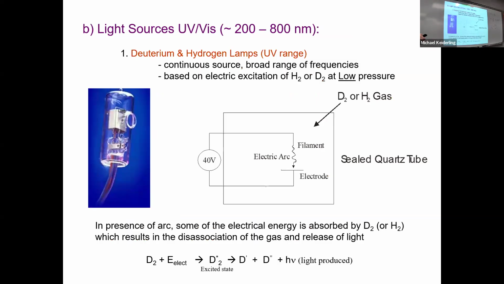So light sources for UV visible. Some possible options are things like deuterium and hydrogen lamps. This is in the UV range, short wavelength. It's a continuous source with a broad range of frequencies. It's based on the electric excitation of hydrogen and deuterium at low pressure. You have a filament and an electrode. You form an electric arc. It's like an arc lamp.